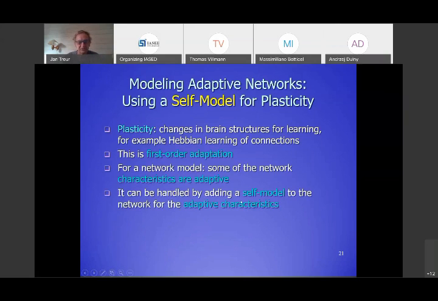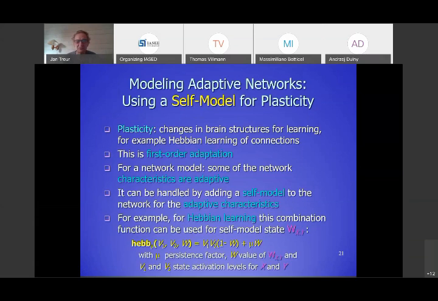So then in some network model, some of these characteristics are adaptive, and you can handle a self-model for these adaptive characteristics. For example, if you want to model Hebbian learning, I already said you can add such a state W. You need some incoming connections for the state, and you also need some outgoing connections for the state, and you also need the combination function for the aggregation in this state. Well, the combination function is a very easy declarative description. So that's a side remark.